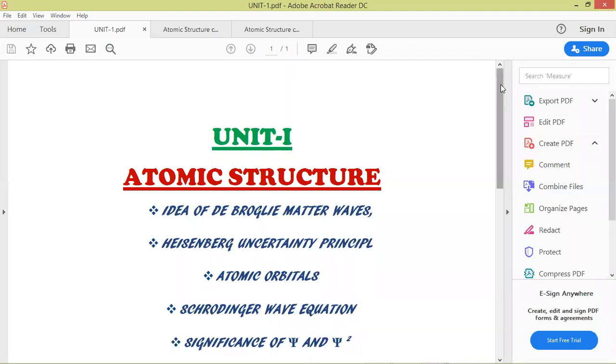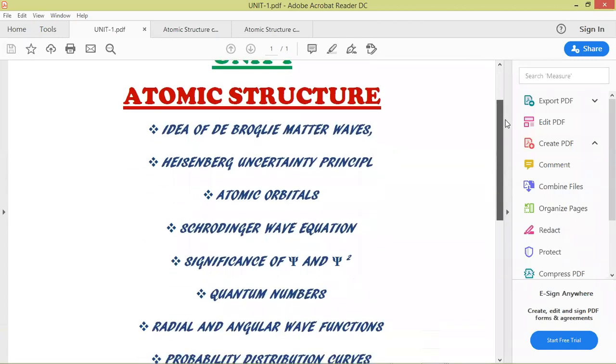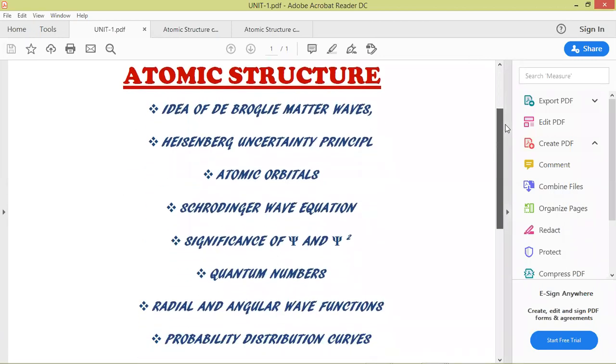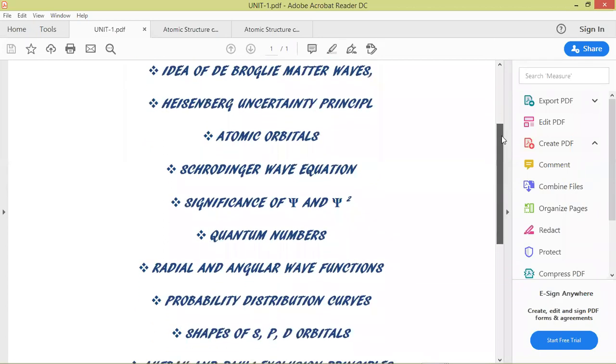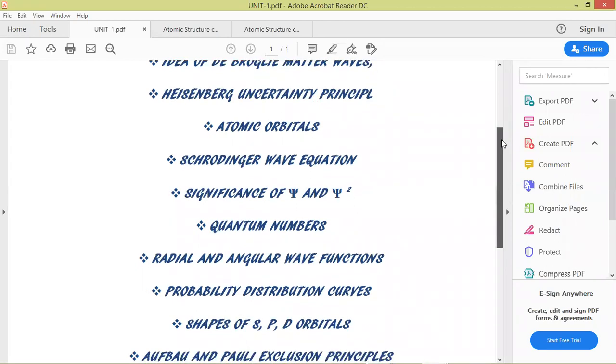In continuation to our last lecture where we were discussing the radial and angular wave functions, in this video lecture we'll be discussing radial and angular wave functions along with probability distribution curves and shapes of s, p and d orbitals. So let's get started.